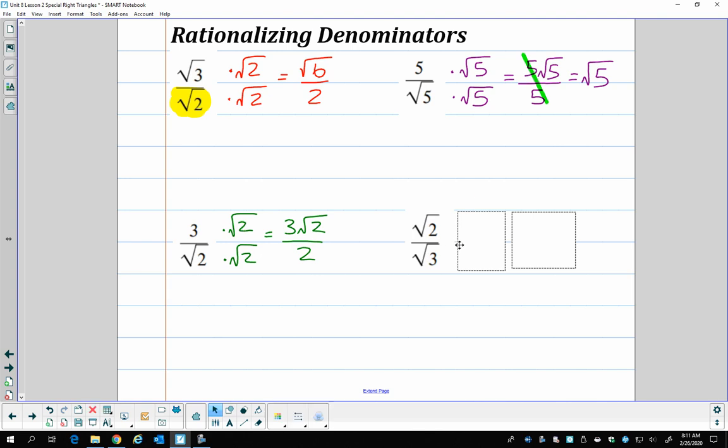And then here we'll multiply by root 3. Again, because these things are both in square roots, they're allowed to be multiplied. So I get root 6 over 3. So that's a crash course in rationalizing. That's going to come up in this lesson, and you need to be able to do it just like you need to be able to simplify a radical.